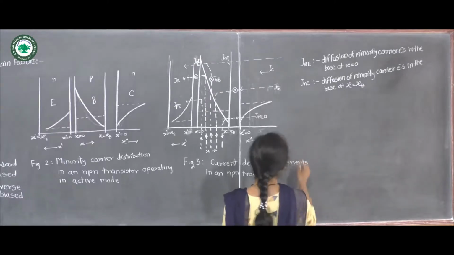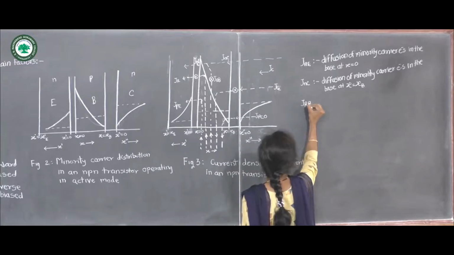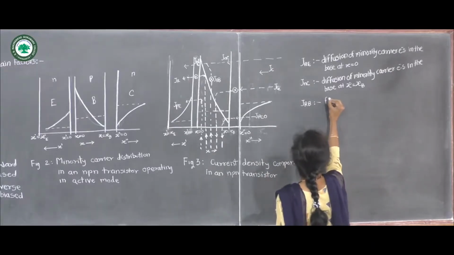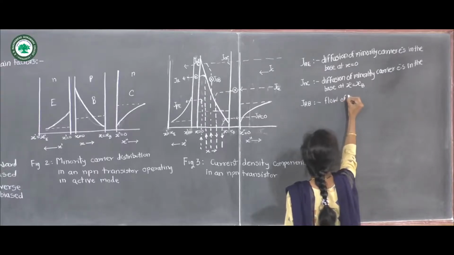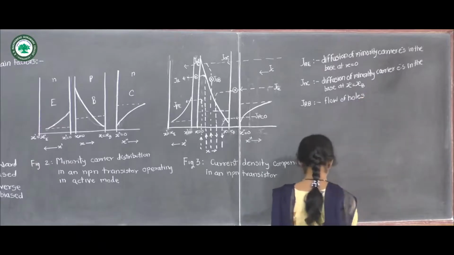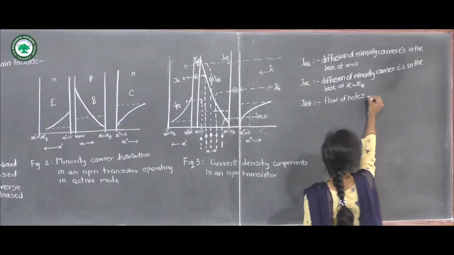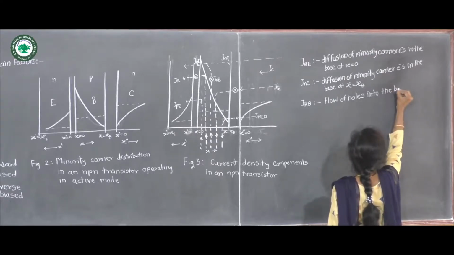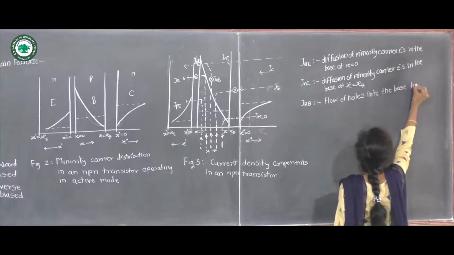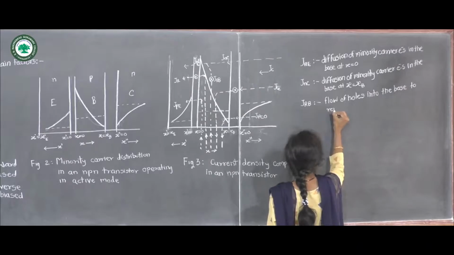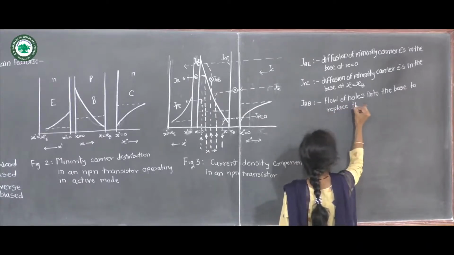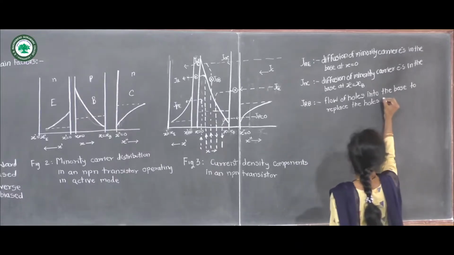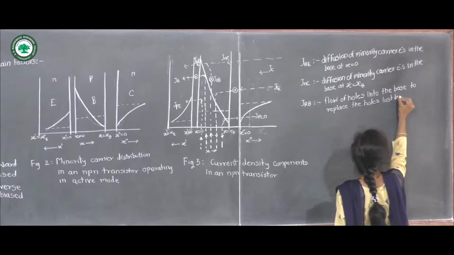Then JRB, the current density which is due to the flow of holes into the base to replace the holes lost by recombination.